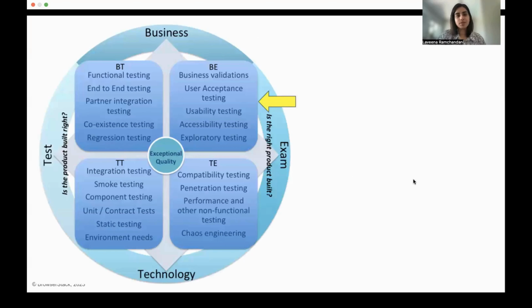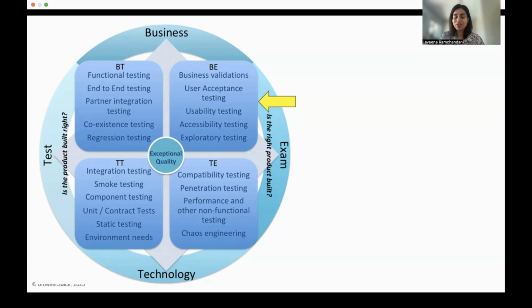I really like this image because it describes exactly what we need to do. So I know we have a lot of functional testing, non-functional testing, and as you can see, we've got a lot of validations here, including end-to-end testing, partner integration testing, smoke testing, pen testing. And you can see now for business validations, you've got user acceptance testing, usability testing, accessibility testing, and exploratory testing.